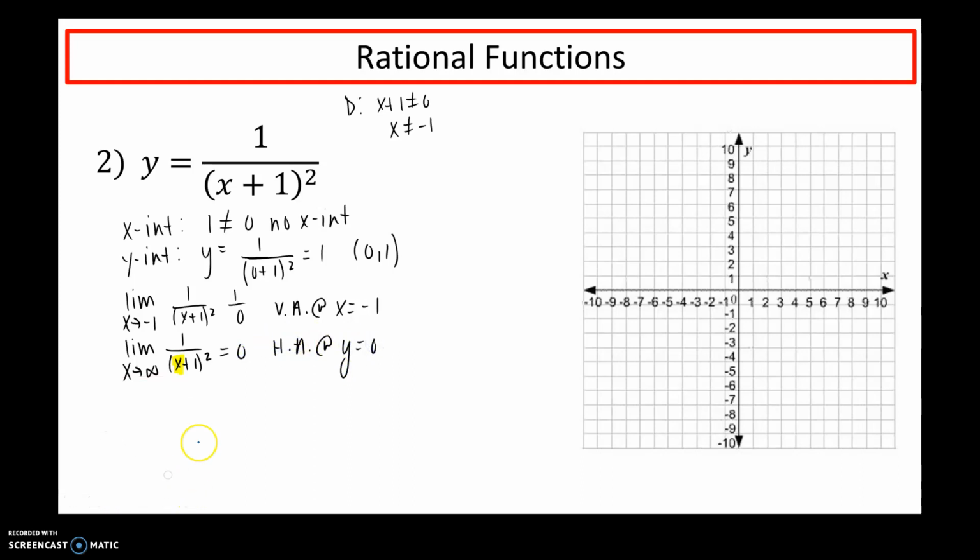Okay, so let me get those things on the graph. Y-intercept at 0, 1. Vertical asymptote at -1. Horizontal asymptote on the x-axis.